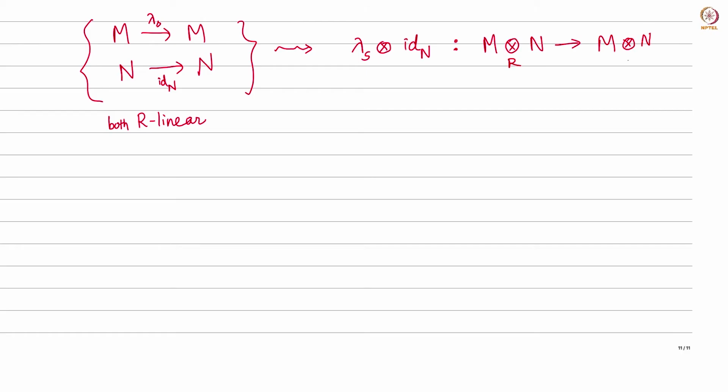M tensor N, and this is a Z linear map. So there exists a map like this. This is Z linear. And when I say there exists a map like this, what does it do? We sort of know what the action is.